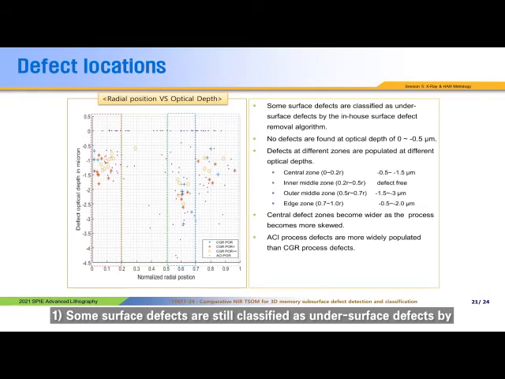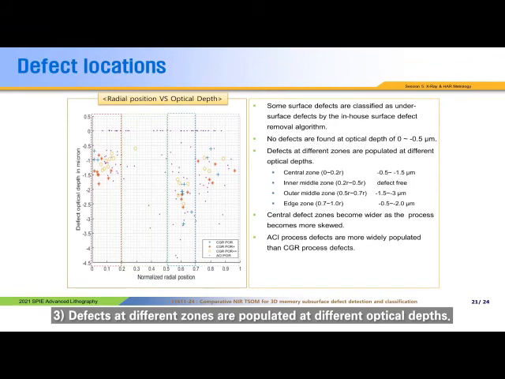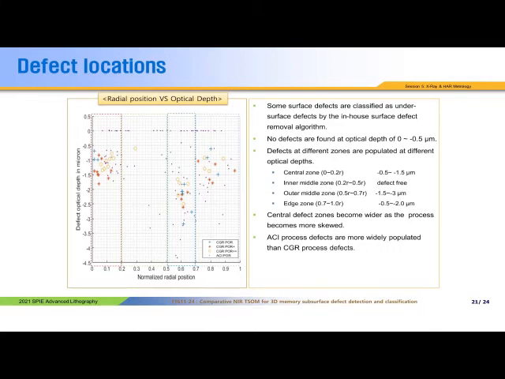First, some surface defects are still classified as undersurface defects by the in-house surface defect removal algorithm. 2. No defects are found at the optical depths of 0 to minus 0.5 micron, possibly the hard mask area. 3. Defects at different zones are populated at different optical depths. We classified 4 different zones: central zone, inner middle zone, outer middle zone, and edge zone.